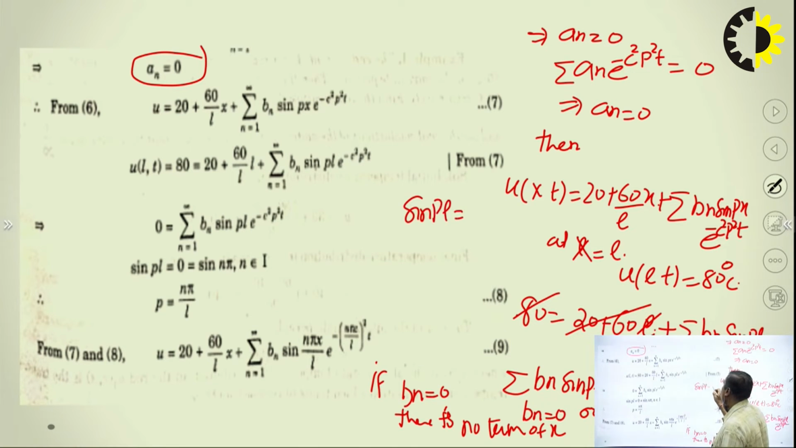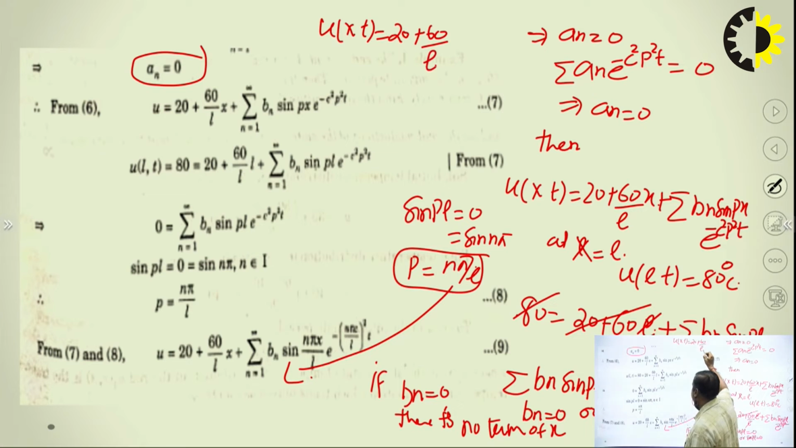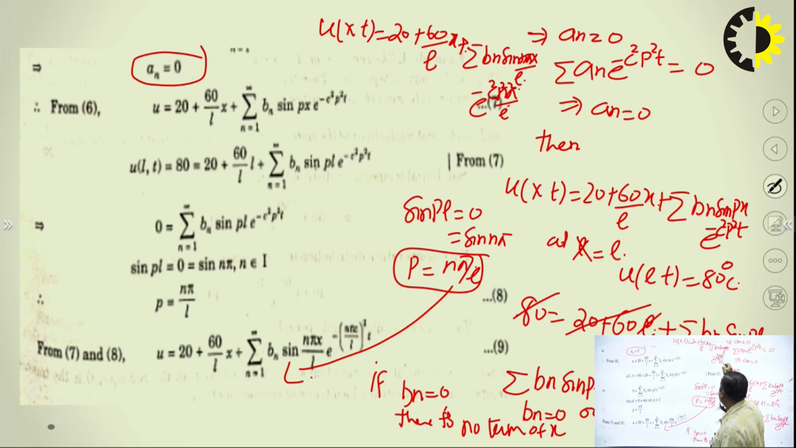Sin PL = 0 implies sin nπ, so P = nπ/L. Putting this value in this relation, u(x,t) = 20 + 60x/L + summation Bn sin(nπx/L). We are putting the value of P, so e to the power minus c squared n squared π squared t / L squared.